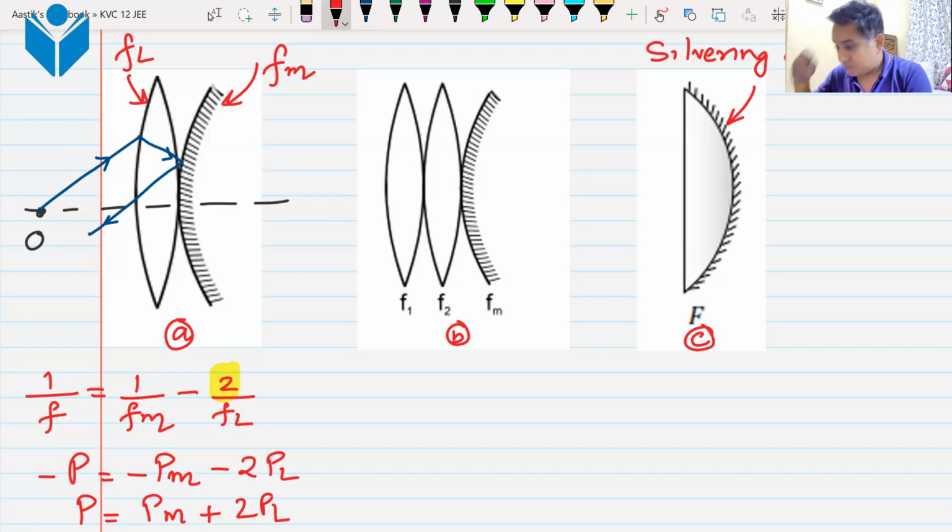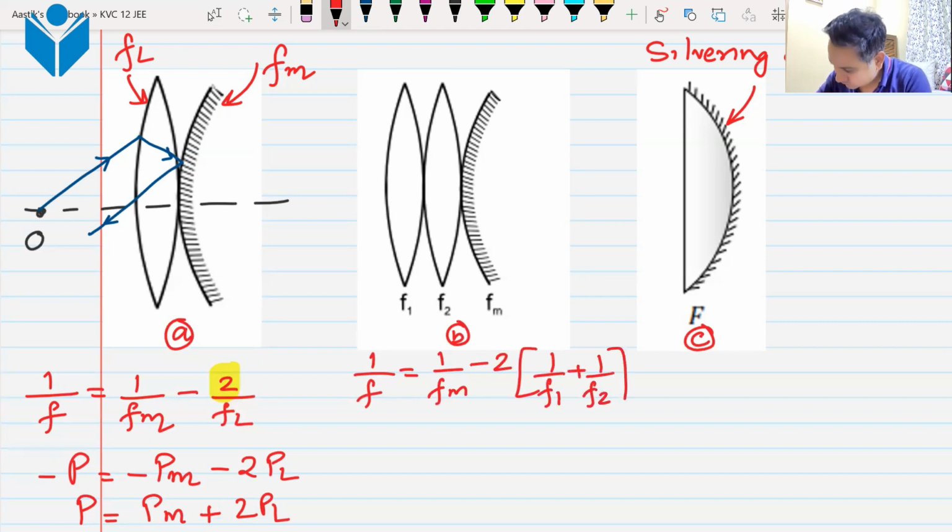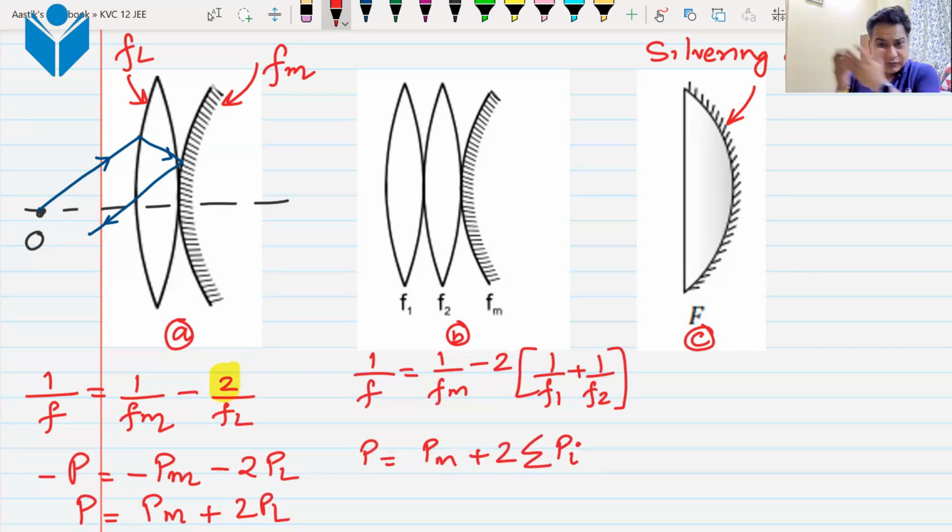Going on similar lines, what will be the focal length of this combination? It will be equal to 1 by FM minus 2 into 1 by F1 plus 1 by F2. So I can also write it like this: power of this will be power of the mirror plus 2 times summation of Pi. If there are more than 2 lenses, 3 or 4 or 5, you just add their powers. Do we understand this?